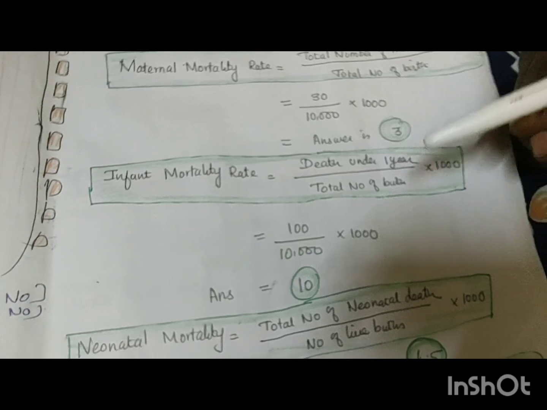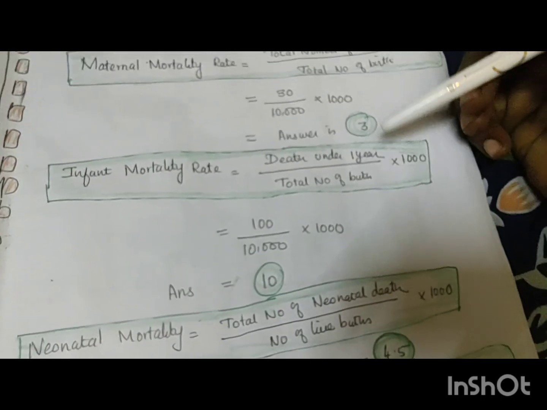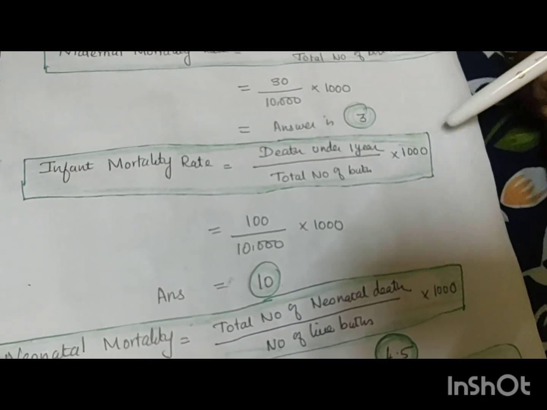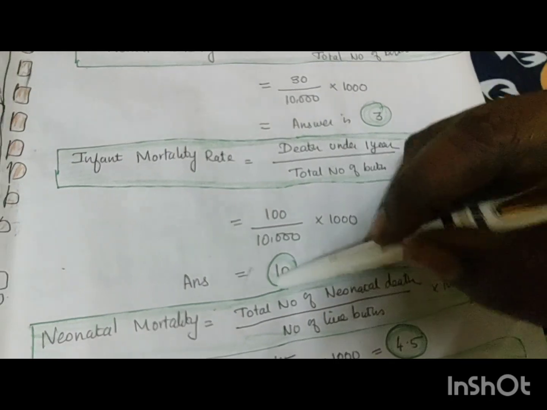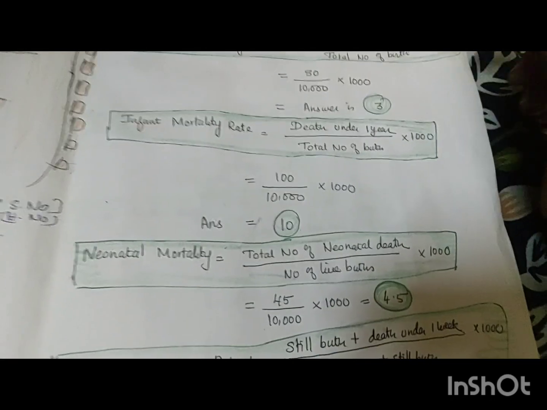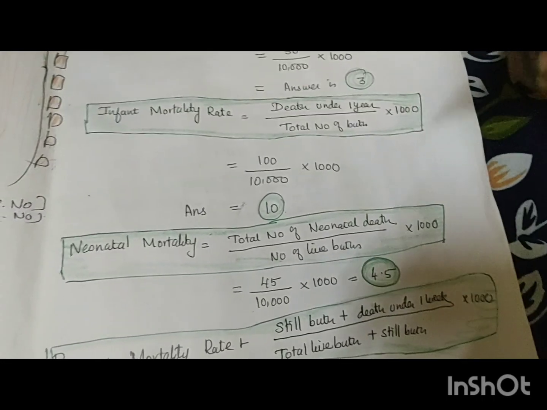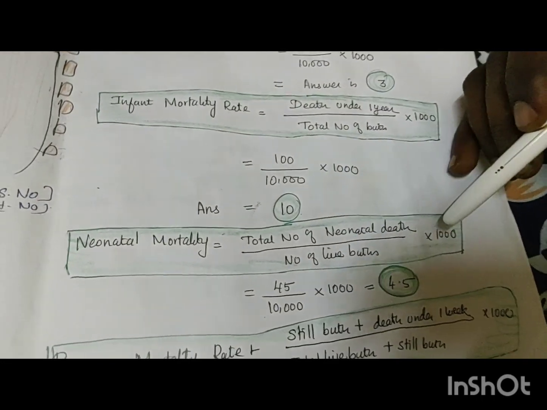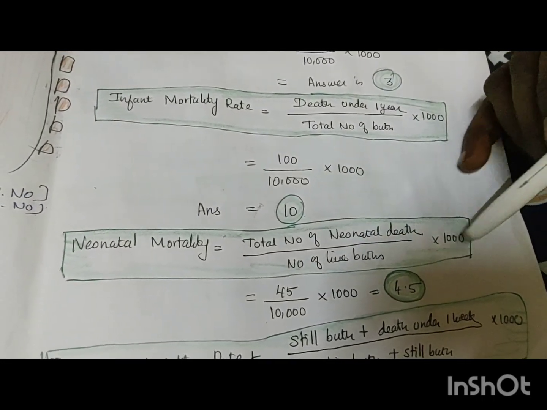Infant mortality rate. Infant means less than 1 year. So we write deaths under 1 year divided by the total number of births, into 1000. So 100 gives the answer 10 in that particular village. And then the neonatal mortality rate. Neonate is 0 to 28 days. So it is the number of neonatal deaths divided by the number of live births, into 1000.